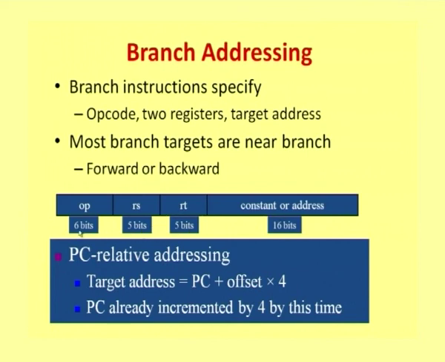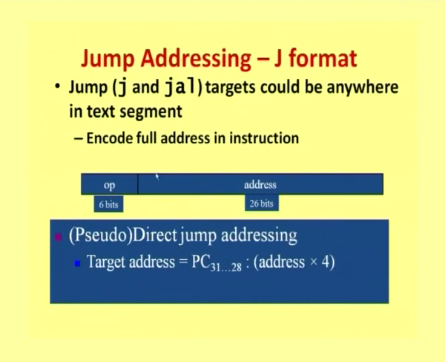This is what is used for branching, and jump and other instructions use a J format instruction, where you have just 6 bits for the opcode and the rest of the bits specifying the address. This address multiplied by 4 gives you the target address. So, these are the different addressing modes which are supported in the MIPS architecture.